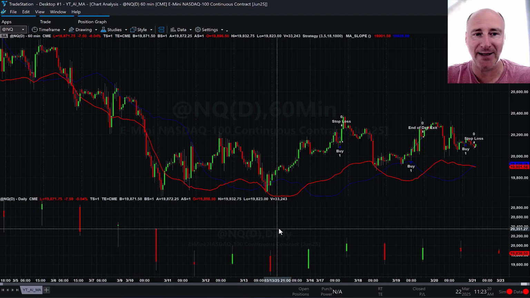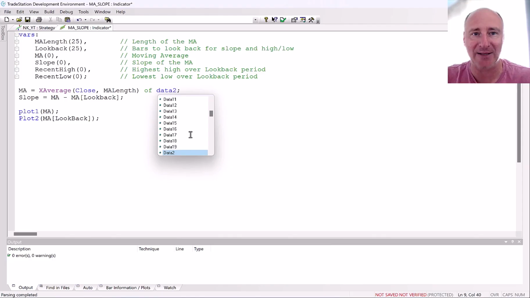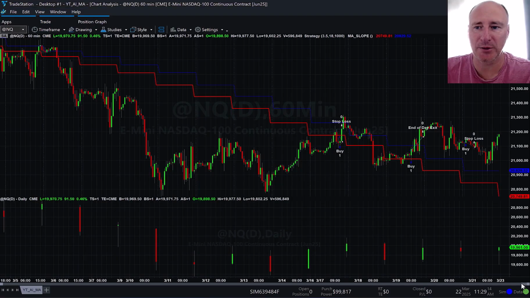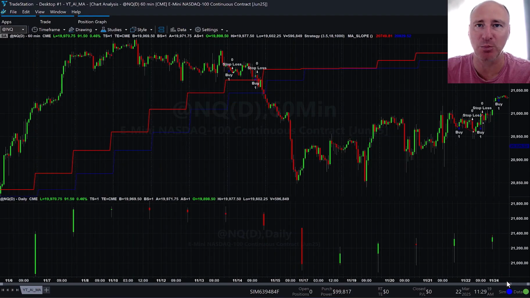Okay, now we have added daily data here, and now let's modify the function slightly, or the indicator slightly. Let's use the calculation from data 2. So if we type data 2, now the calculation is from the daily data. By the way, the platform I'm using here is called TradeStation, and the language I'm using is called Easy Language. This is what we use in our hedge fund as well. All right, so this is what it looks like, and I like this picture much more.